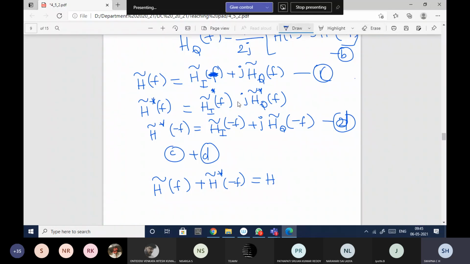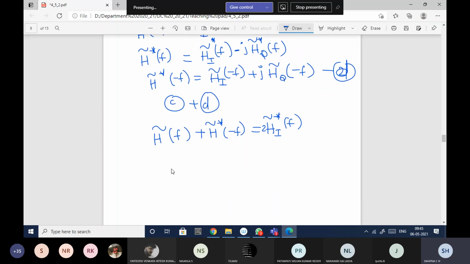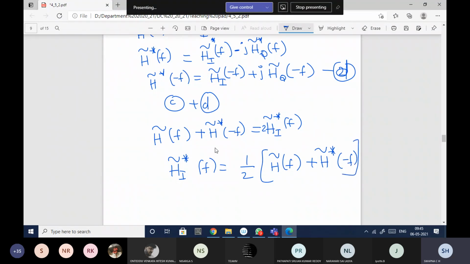Complex conjugate I need to take, so it will be minus. Okay, so it will be 2 h_i tilde star of f, and these two will get cancelled, so it will be equal to half h tilde of f plus h tilde star of minus f. Okay, so this is what I have written here.